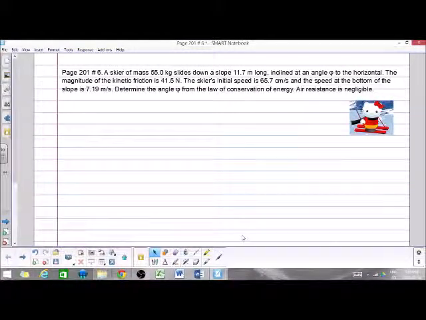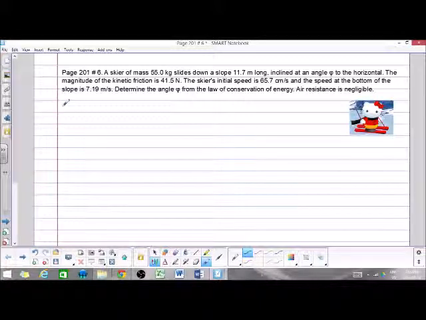Questions from the Nelson Physics 12 textbook, page 201, number 6. It involves kinetic energy, gravitational potential energy, conservation of energy with friction. You're given a skier, 55 kilograms, sliding down a slope with friction, the initial and the final speeds provided, and you are to determine the angle of the slope from the law of conservation of energy.